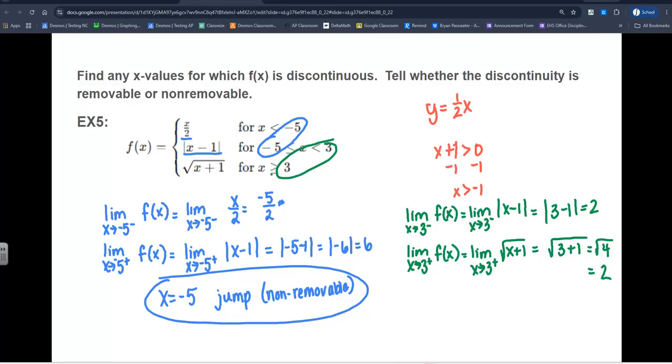There's one more thing we'd have to do. But our graph, since we're getting the same numbers right there, we're not going to have a discontinuity at 3. It's -5 that is our only one. But you have to check because it could end up being the same or different. Does that make sense?